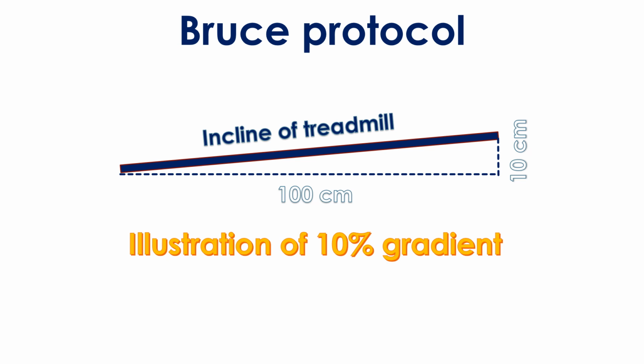Standard Bruce protocol has 7 3-minute stages. In stage 1, the gradient is 10%, and it rises 2% per stage. The starting speed is 1.7 miles per hour and increases in increments of 0.8 to 0.9 miles per hour per stage.